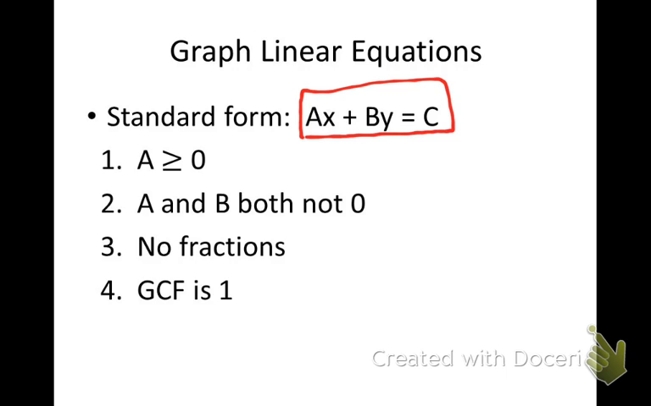You cannot have fractions in standard form. Now you can have a linear equation that has a fraction and it just wouldn't be in standard form, and the greatest common factor is 1, so nothing else goes into them other than 1. So we're going to see if some things are in standard form.